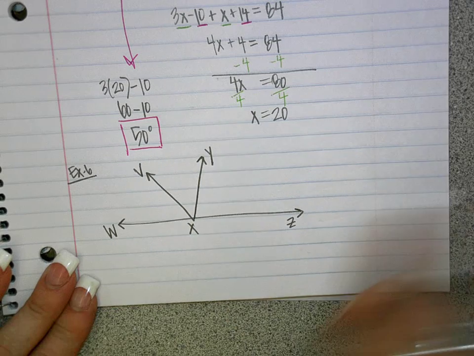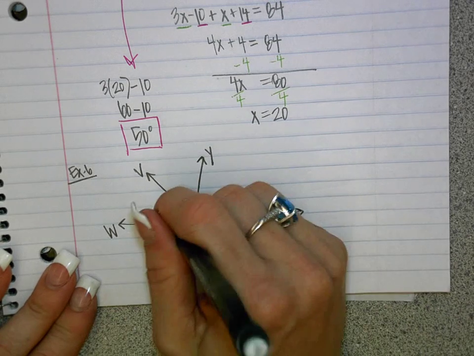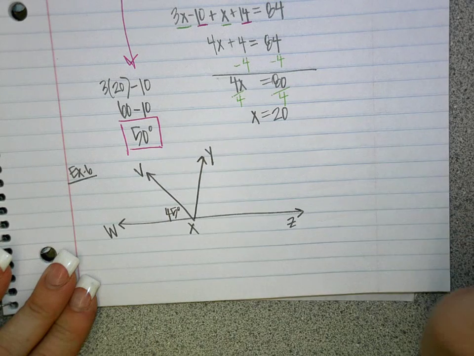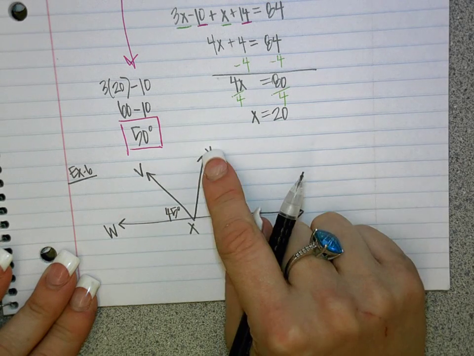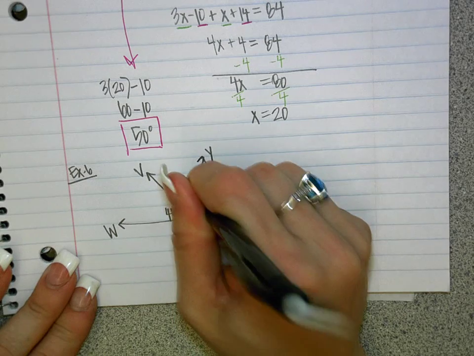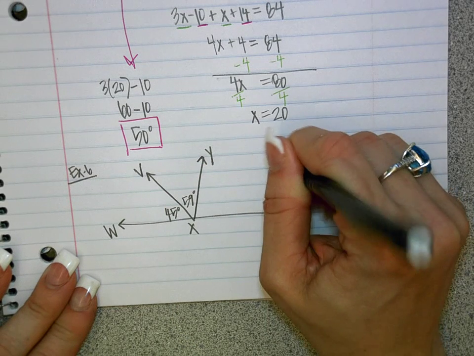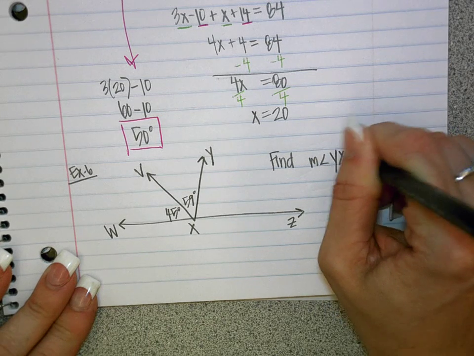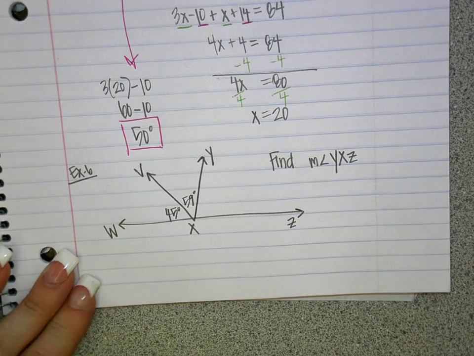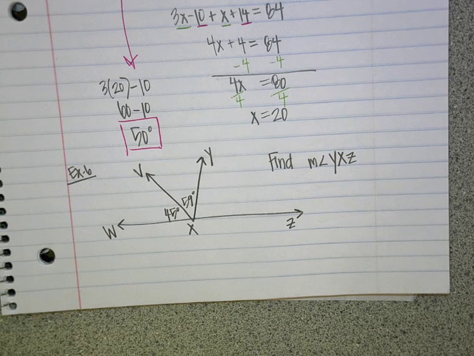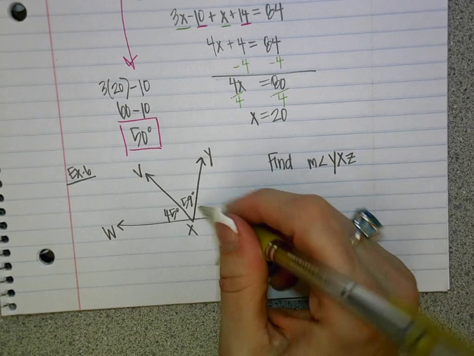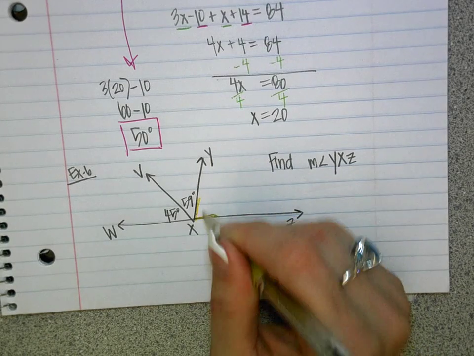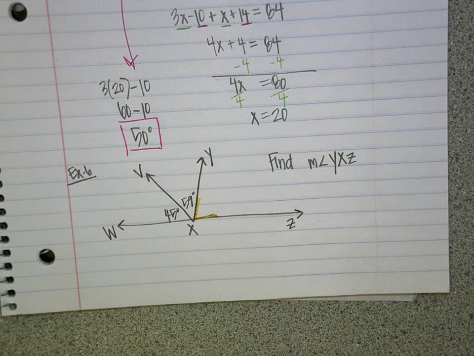And I tell you that angle WXV is 45 degrees. Angle VXY is 59 degrees. And I ask you to find the measure of angle YXZ. Find the measure of angle YXZ. So if you look at this, we want to find Y to X to Z. So I want to find this angle right here. Any ideas? How could I find that measure?